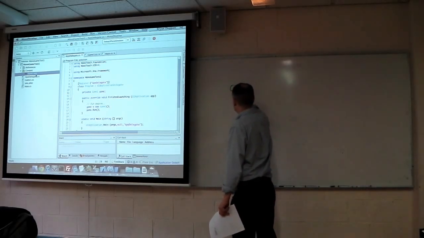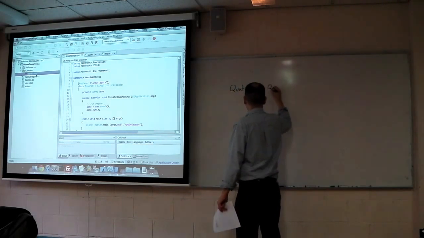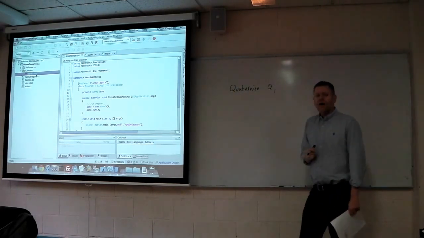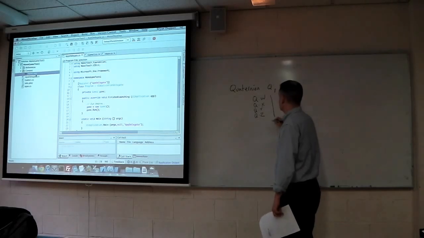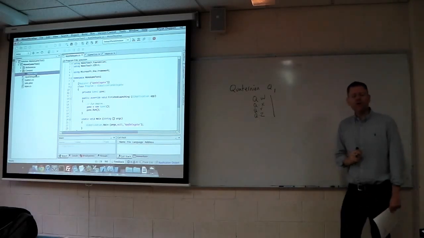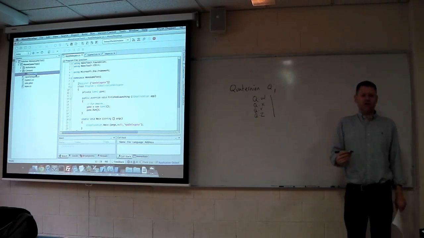So the Quaternion things. Quaternion in XNA is just Quaternion. So you just go Quaternion Q. And then you can go Q.W, Q.X, Q.Y, and Q.Z. So the first thing is, what is a Quaternion? Can anybody tell me first of all? What's it used to represent? It's used to represent the rotation or the orientation of an object in 3D.